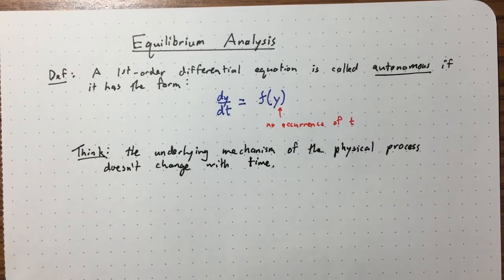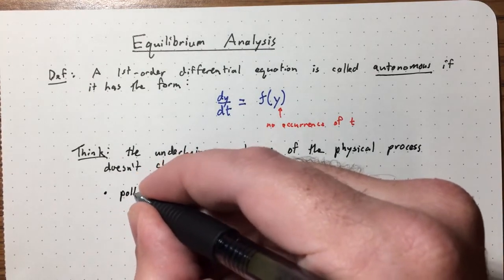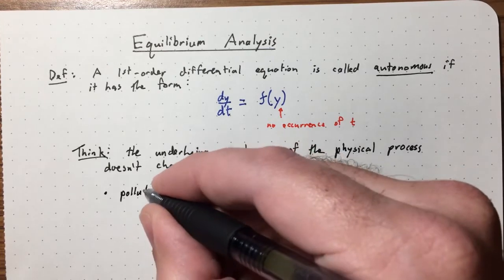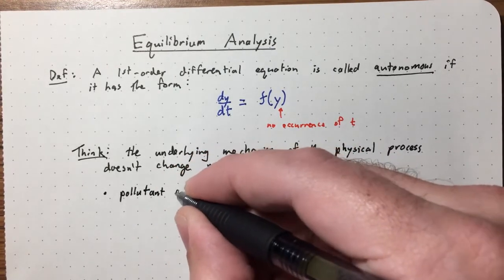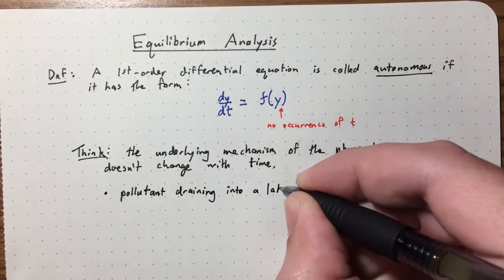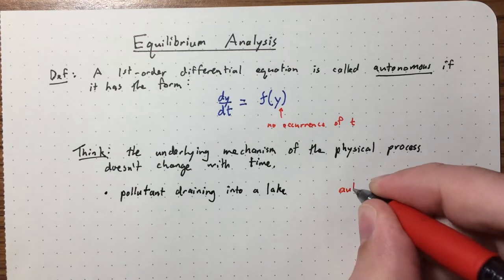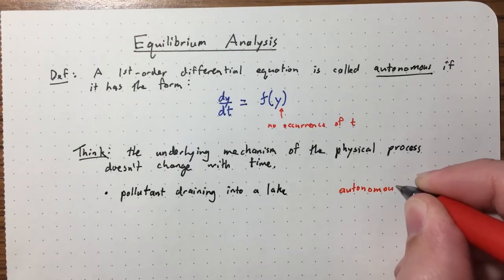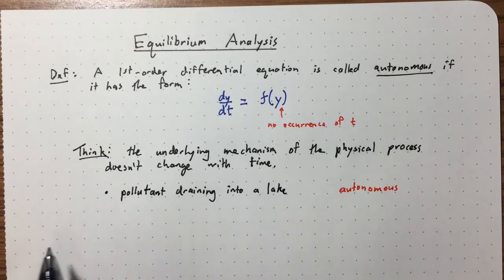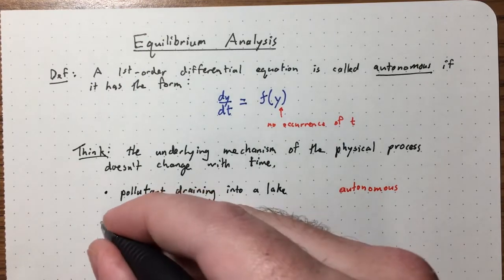a Saturday. And so, one example of an autonomous process might be a pollutant draining into a lake. This is like an example we saw in a recent lecture. So a pollutant draining into a lake. Let's say it's just draining into a lake at a constant rate. Well, that would be an autonomous process. And so if I look at this tomorrow rather than today, there might be more or less pollutant in the lake, depending on how much is flowing in, how much is flowing out. But the point is, the mechanism of this process doesn't change.